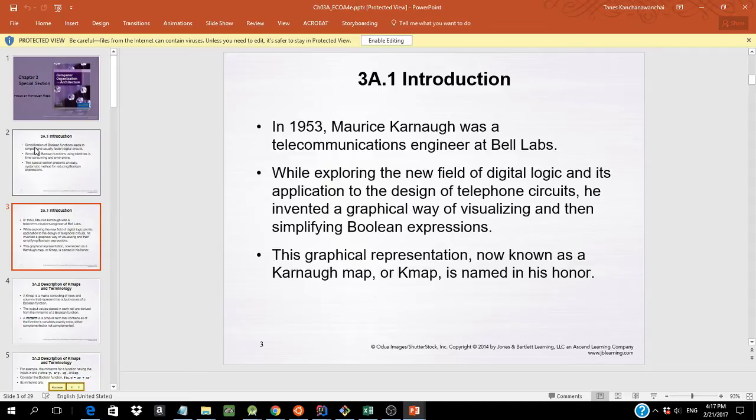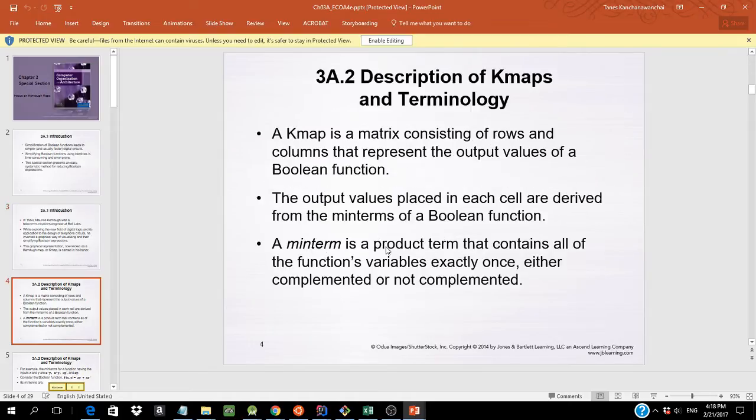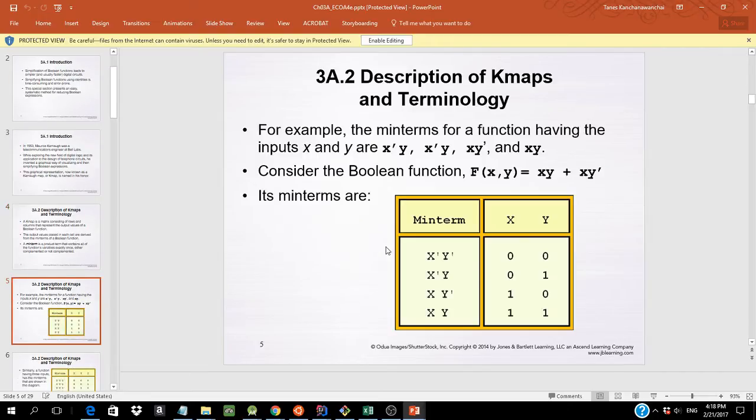It was invented in, I guess, 1953, by a telecommunication engineer at Bell Labs named Maurice Karnaugh. He used it to design phone circuits. It's a graphic way to visualize Boolean expressions. Some people call it K-map, some call it Karnaugh map. It's a matrix. You have rows and columns.